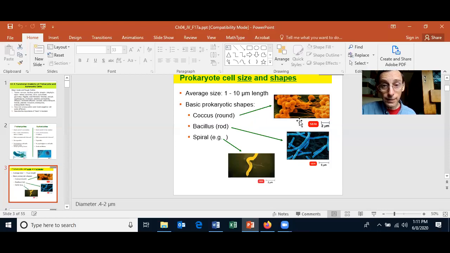There can be round cells, and we call those coccus if we're talking about a single cell. If we're talking about plural, it would be cocci. Bacillus is a single cell looking like a rod. If you're talking about plural cells, we'd say they're bacilli, and you can call them rods or a rod. And then the other cells are spiral cells, and that's singular. If they're plural, it would be spirilla. Any questions about the basic shapes?